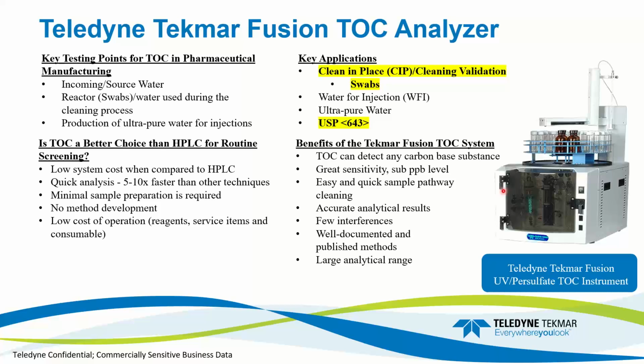And then we'll talk a little bit about the benefits of the Fusion TOC system. TOC can be detected in any carbon-based substance, which makes it great for a general test. Great sensitivity, sub-ppb levels, easy, quick sample pathway cleaning, accurate analytical results, few interferences. There are a lot of well-documented published methods out there for this system. And we can provide a large analytical range. The Fusion TOC can go all the way up to 4,000 ppm of carbon. It's all dilution dependent.